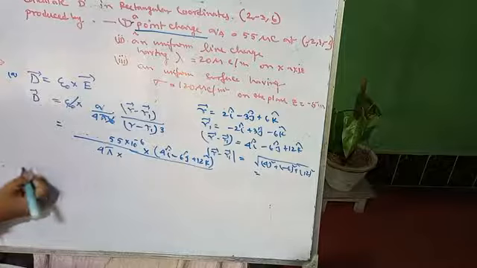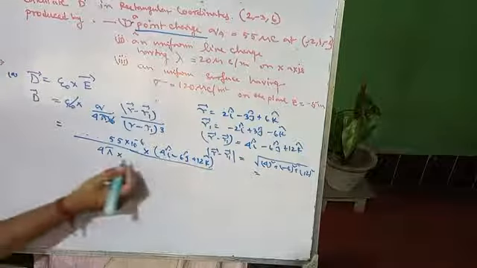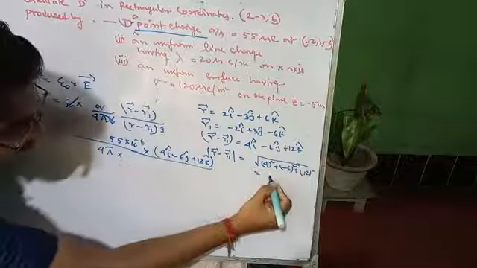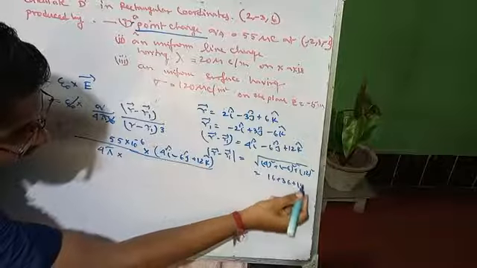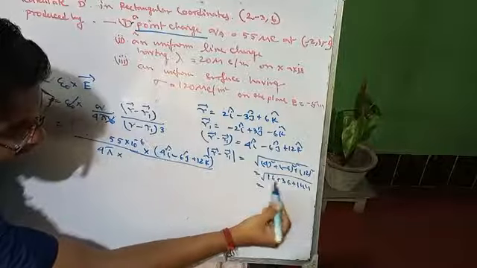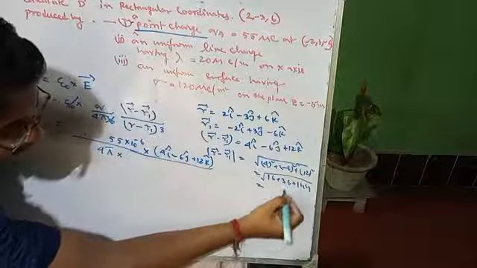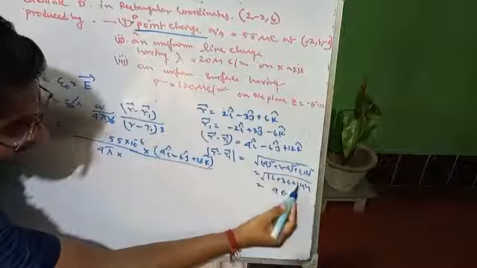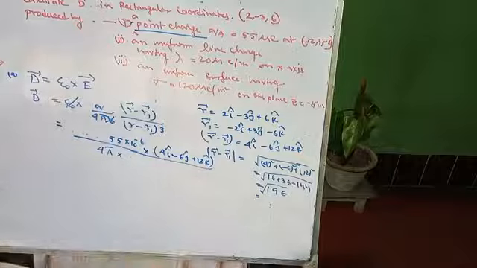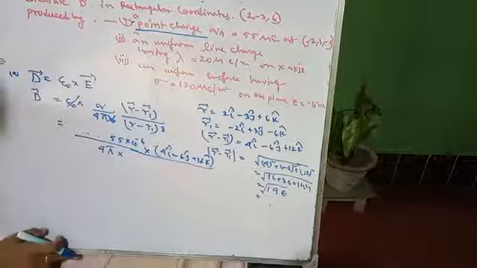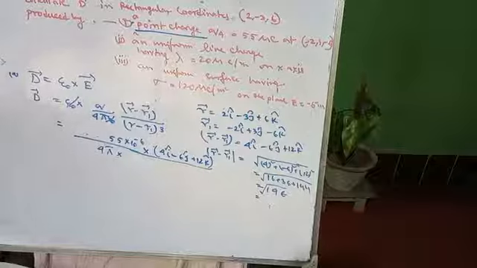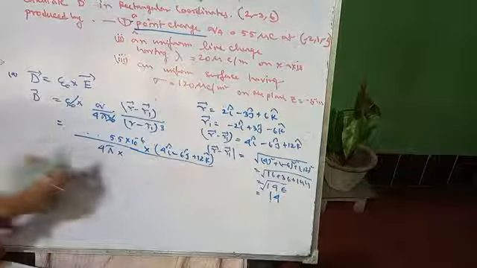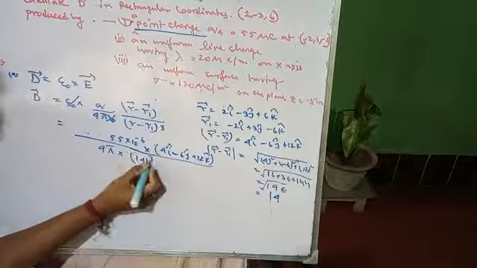After calculating you can get the ultimate answer. 4 square plus 6 square plus 12 square, that is 16 plus 36 plus 144, which is 196, root over of 196. Root over of 196 is 14. So it will be 14 whole cube.